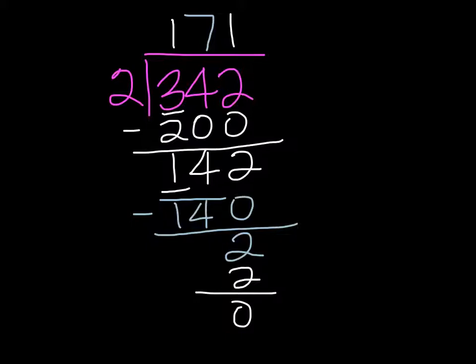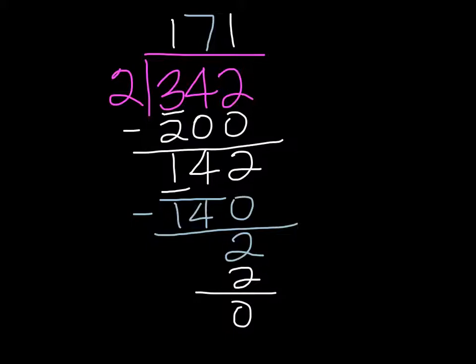It can. It can go in one time. So 1 times 2 is 2. But the 1 is really in the hundreds place, so we're going to put the zeros as placeholders. So 100 times 2 is really 200. And then we subtract. 2 minus 0 is 2, 4 minus 0 is 4, and 3 minus 2 is 1.